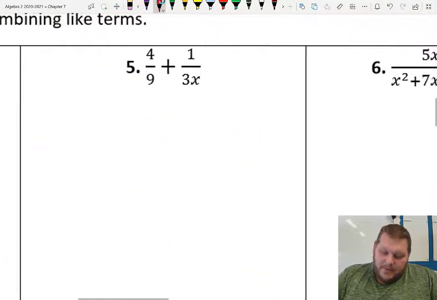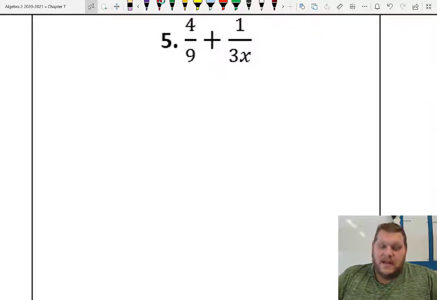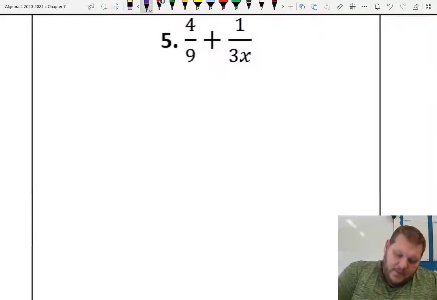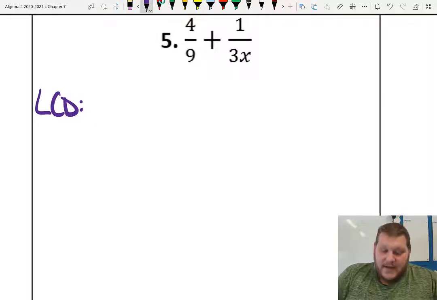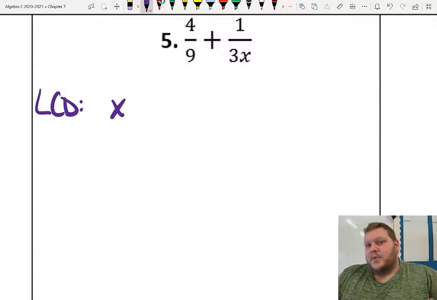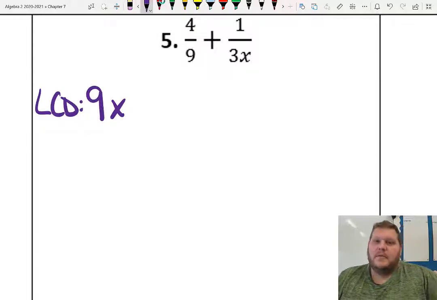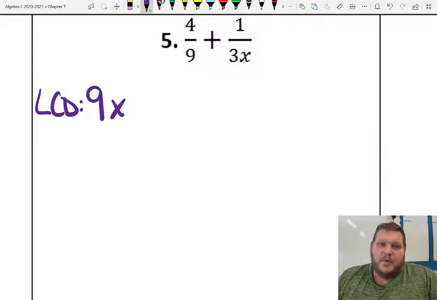Something a little bit more complicated for number 5. Number 5, we have some numbers and a variable. So if I'm looking at identifying what my LCD is, I know it has to have an x involved because I had an x in that right denominator. And then for my numbers, between 9 and 3, the smallest number that both of them are a factor of would be 9. Right? If I was adding 4/9 and a third, I would make my common denominator 9, because then I can make them both denominators of 9.